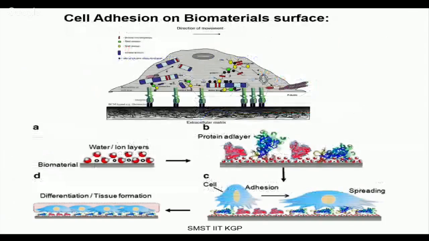Then cell adhesion, which is also important. When we have a material, whether it is titanium or alumina or bioglass or polymers, anything, after augmentation there is a competition between the proteins and water. Once the proteins are able to adsorb, it is the turn for the cells. So cells will come in and try to adhere on the surface of the material. Does it adhere on the surface of the material?